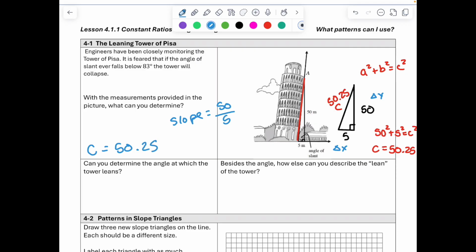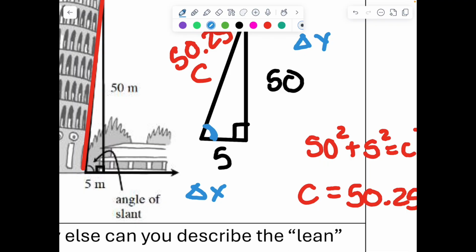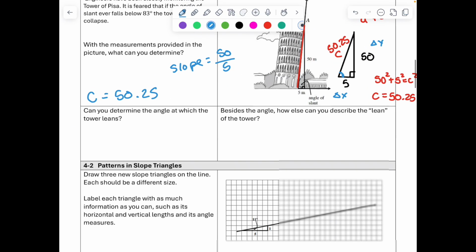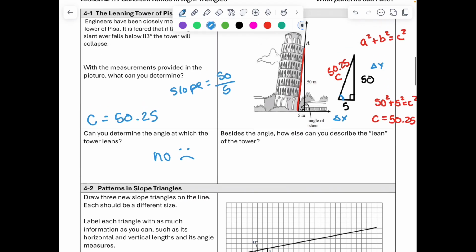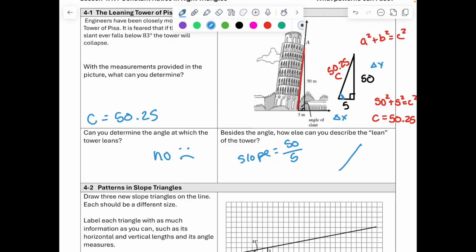They're asking us if we could determine the angle at which the tower leans. That would be this angle right here. And we have not learned how to find missing angles yet, so we do not know how to do that yet. Besides the angle, how else could we describe the lean of the tower? That's basically slope, right? That's how we describe, if you will, the lean of a line, right? Change in y over change in x.